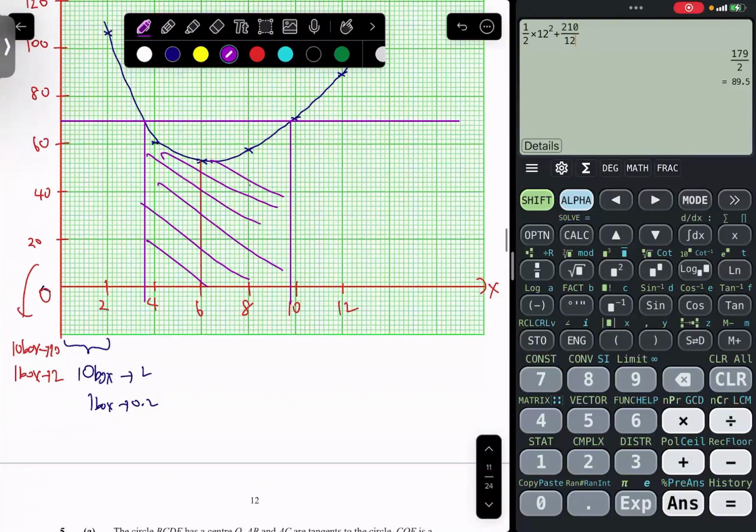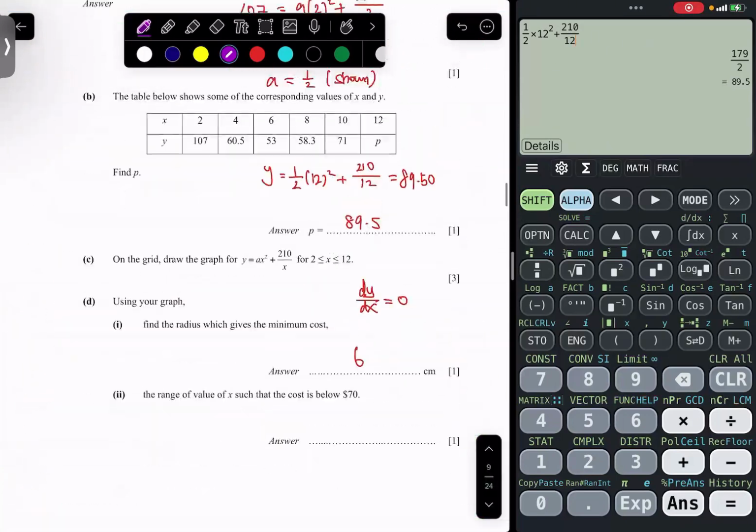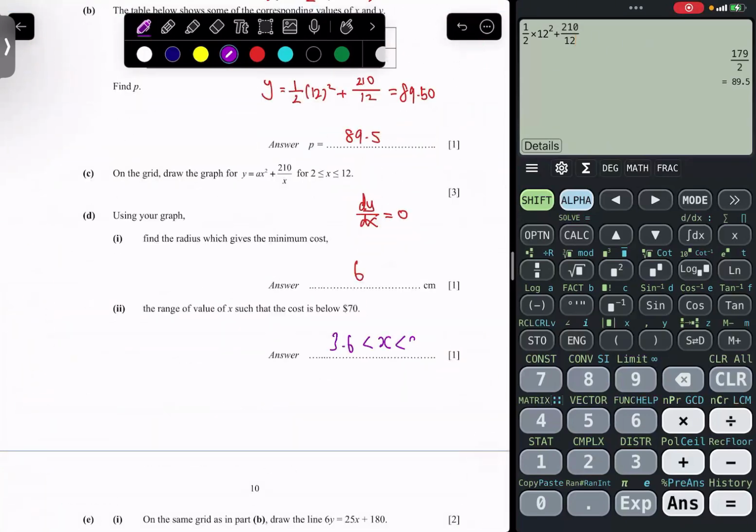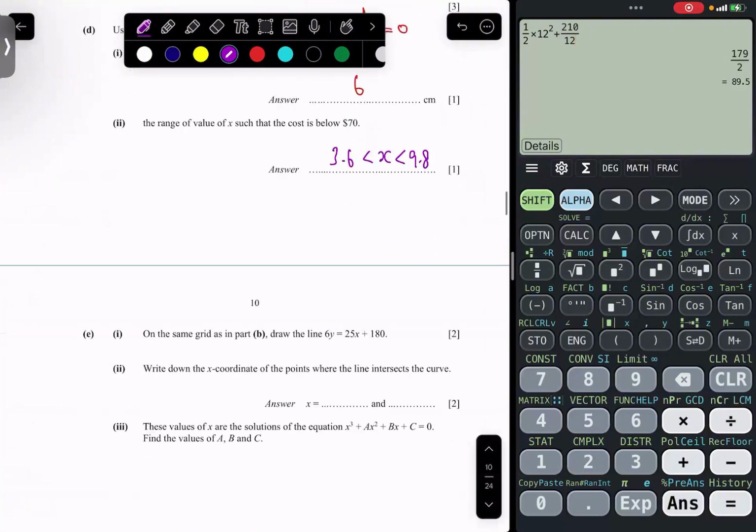So from the range, it looks like 3.6 to 9.8. So we'll have 3.6, 9.8. Now, of course, my graph is not the best graph at the moment.